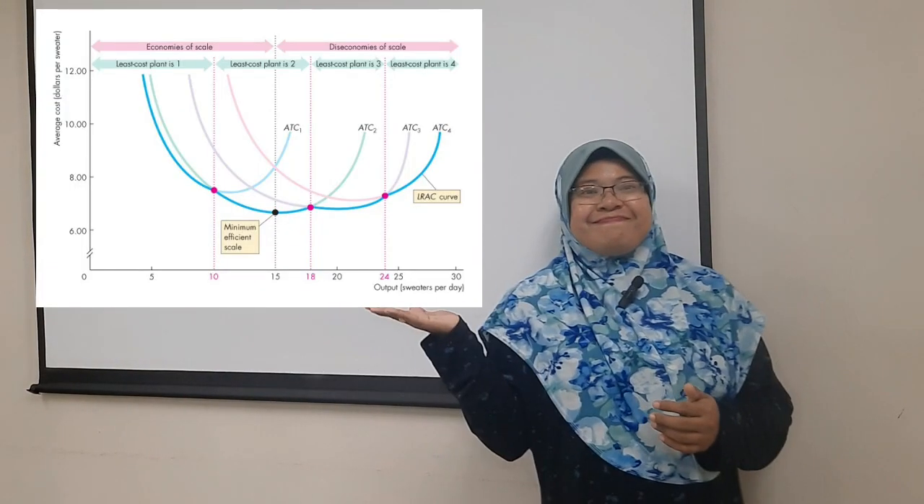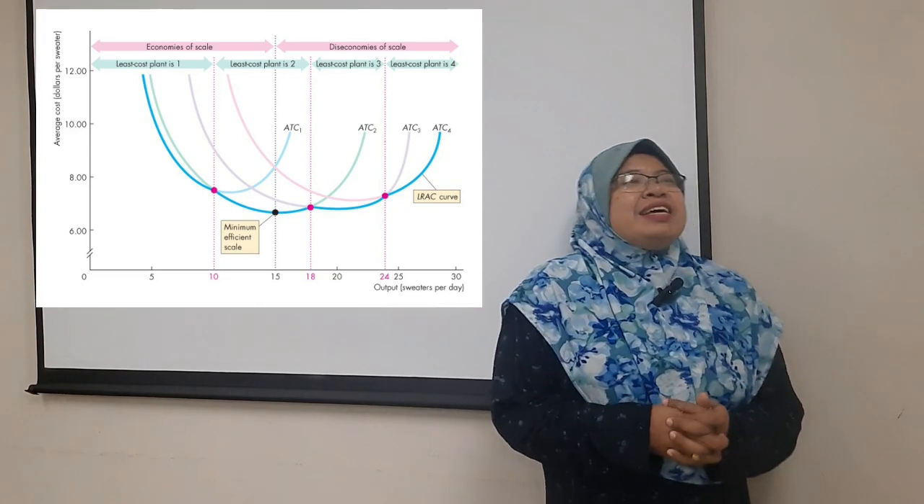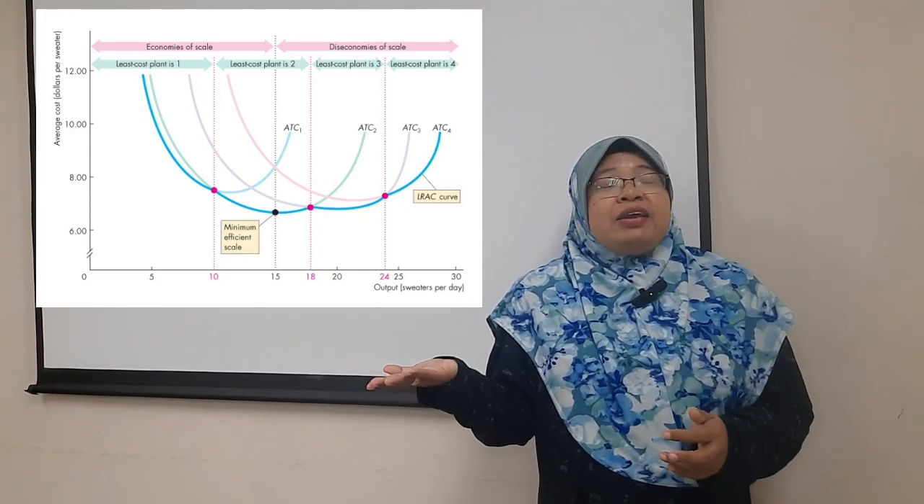The LRAC, long run average cost curve, is a planning curve that tells the firm the plans that minimize the cost of producing a given output. Once the firm has chosen its plans, the firm incurs the cost that corresponds to the ATC curve for that plan. Okay, now we look at this figure. This figure illustrates the LRAC curve.